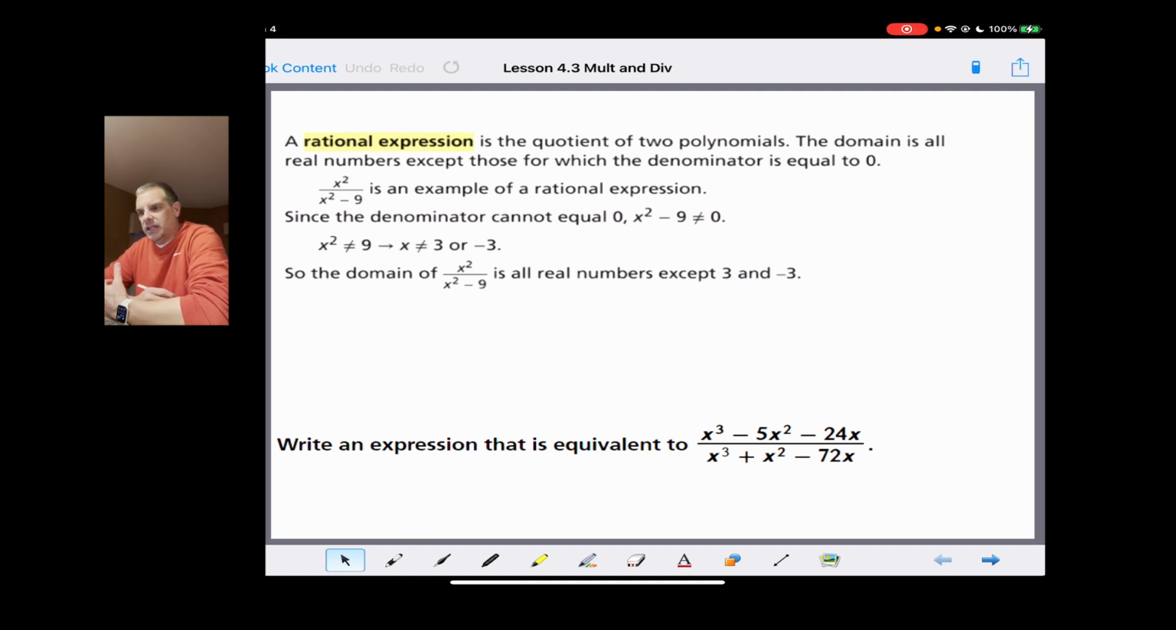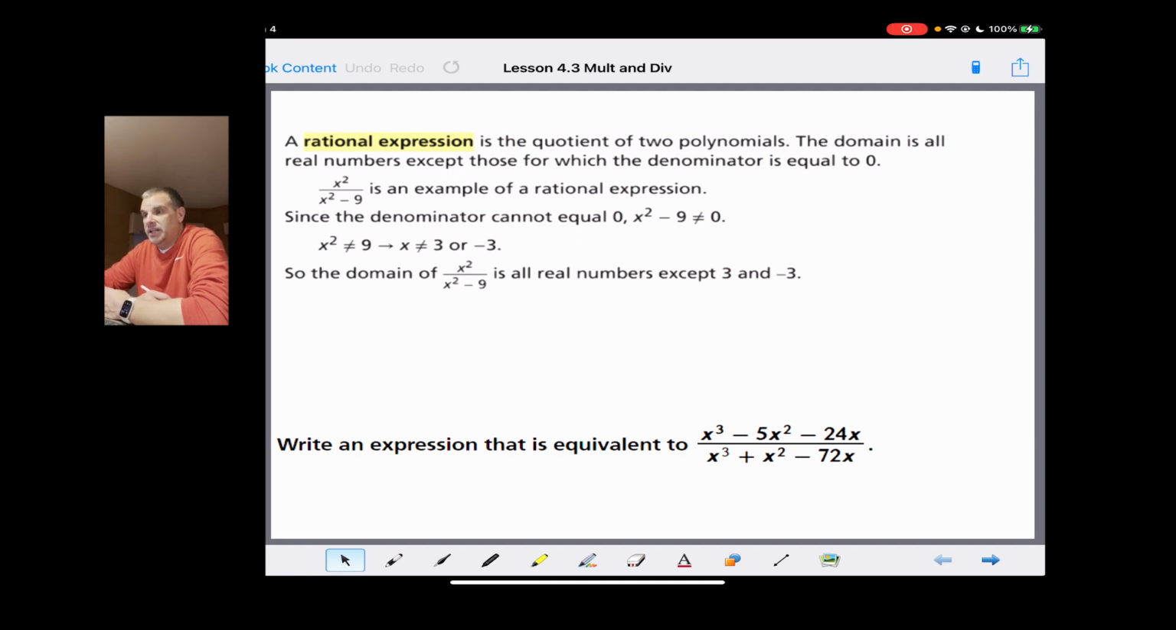And then after we do some simplifying questions, we're going to go ahead and look at both multiplying and dividing rational expressions. So essentially what it becomes is multiplying fractions, but now they're going to be rational expressions instead.